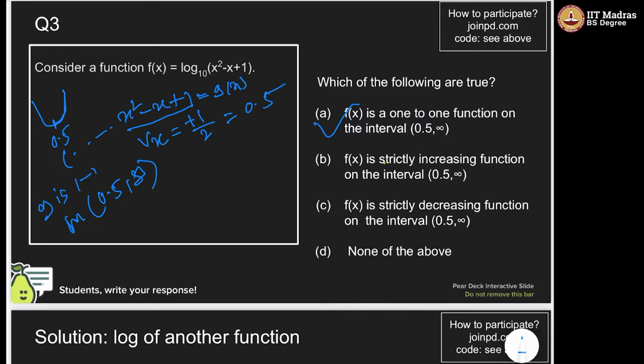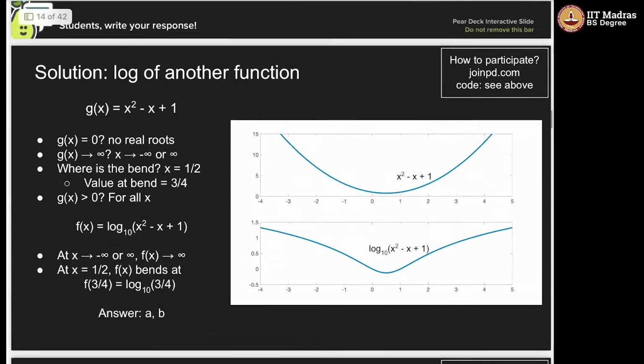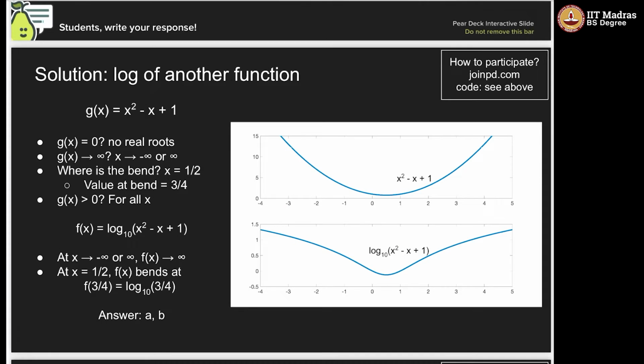Option B is also correct, right? Because in this interval the function is increasing, and the log function with base 10 is also an increasing function, so the composition will again be an increasing function. So options A and B are the only correct answers. These are the printed solutions, you can go through them if you want. These are the graphs after applying log to this function.